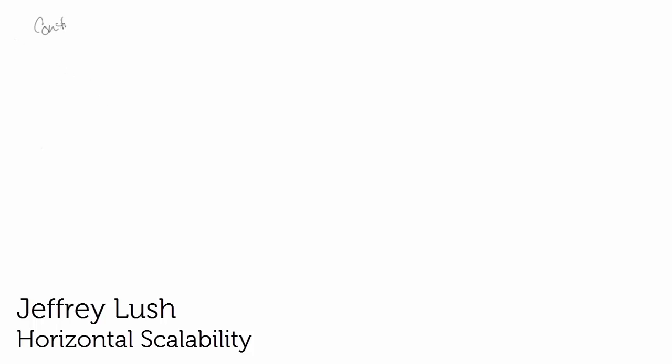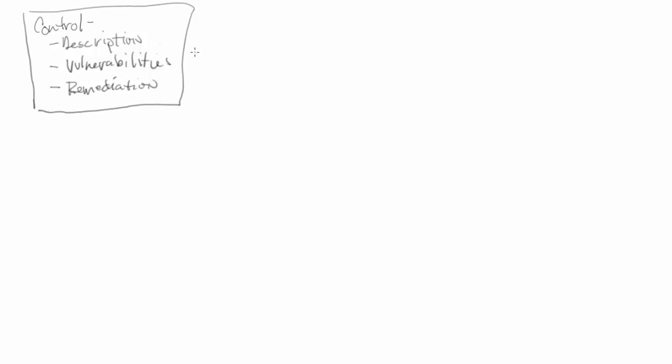So let's talk a little bit about horizontal scalability, and let's use a security control and storage as our example. We're going to build out an email system here that has an ATO. So again, horizontal scalability. A control defined is essentially a description. What are the vulnerabilities and what is the remediation path for those vulnerabilities? That is a control, right?